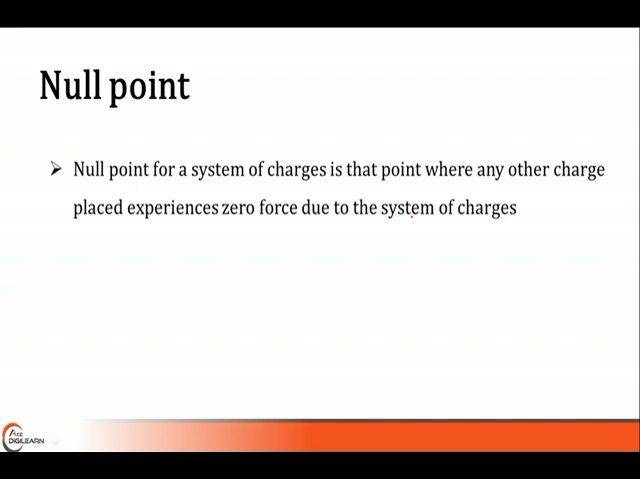Coming to the final idea in this lecture, null point. So null point for a system of charges is that point in space where any other charge placed experiences zero force due to the system of charges. That is, if you want to find the null point due to a system of charges q1, q2 up to qn, place a charge q there, and the net force on q, which is given by the principle of superposition, should turn out to be 0. Then we call that point as the null point.